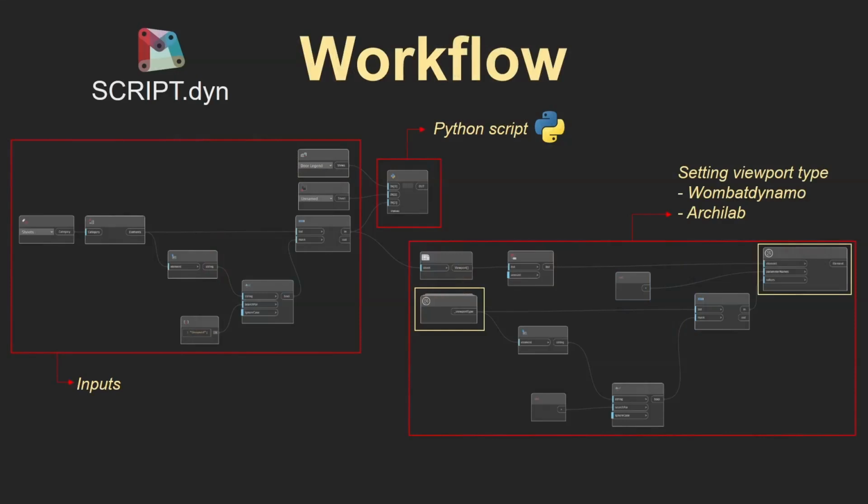The Dynamo script is composed of three parts. The first part is our inputs that we are going to fit into the Python script. Then we are going to have our Python script, and we are going to investigate the structure of the Python in a second. And the last one is setting viewport type. For this part, we need to have Wombat Dynamo and Archilab as external packages of Dynamo installed. However, the last part can be integrated into the Python script itself.